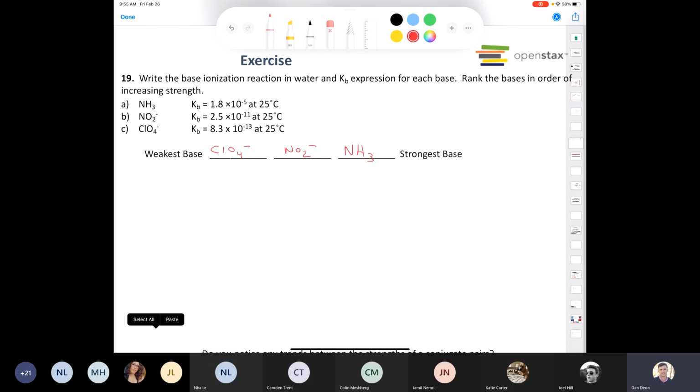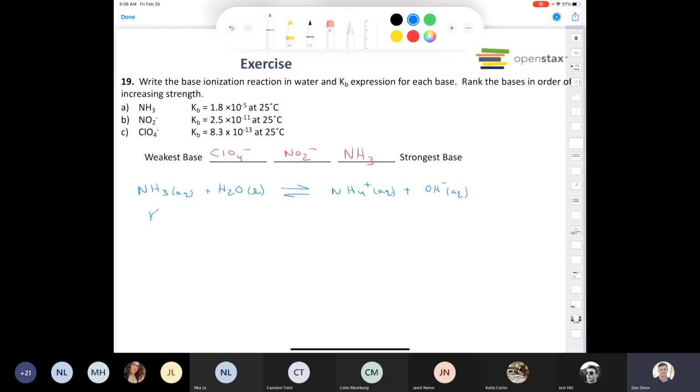Let's start by writing the ionization expression for ammonia. So if we have ammonia and we put that in water, and ammonia behaves as a base, what's it going to do? It's going to take a proton from the water. A base is a proton acceptor. So we're going to end up with the ammonium ion plus hydroxide. If we wanted to write the Kb, it would be Kb equals the concentration of the ammonium ion times the concentration of hydroxide, divided by the concentration of ammonia.